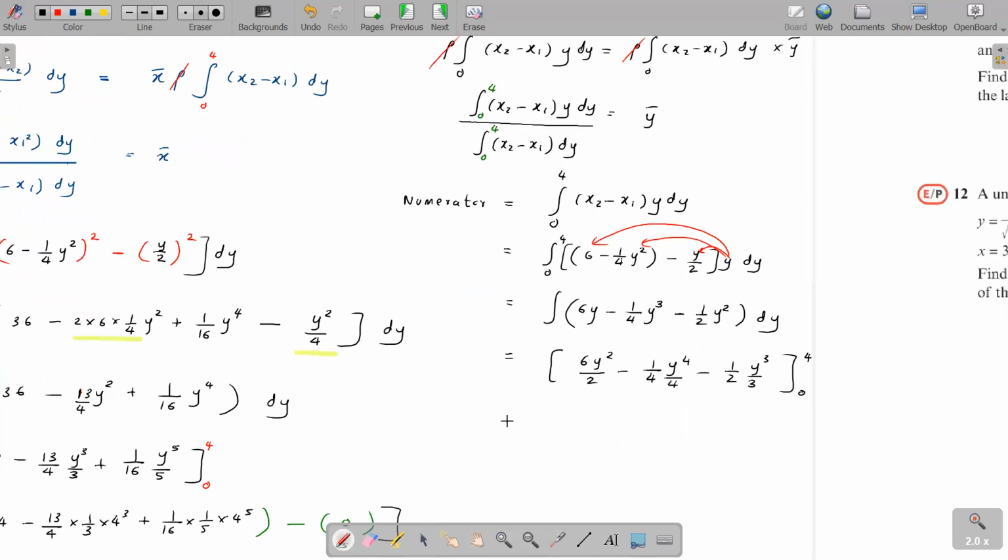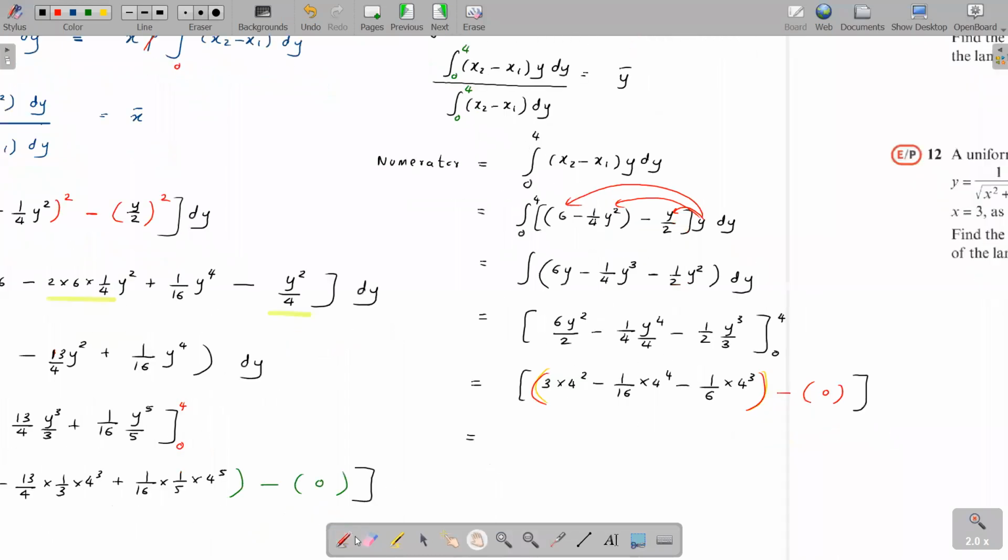All right, guys, so apply the limits. This is going to be 6 over 2, that's 3, into 4 square. This is 1 over 16, 4 to the power 4. This is 1 over 6, 4 to the power 3. That's the first limit. So this minus the second limit, which is 0. All right, guys. So what's the answer for the numerator? Okay, so this is 64 over 3, guys.